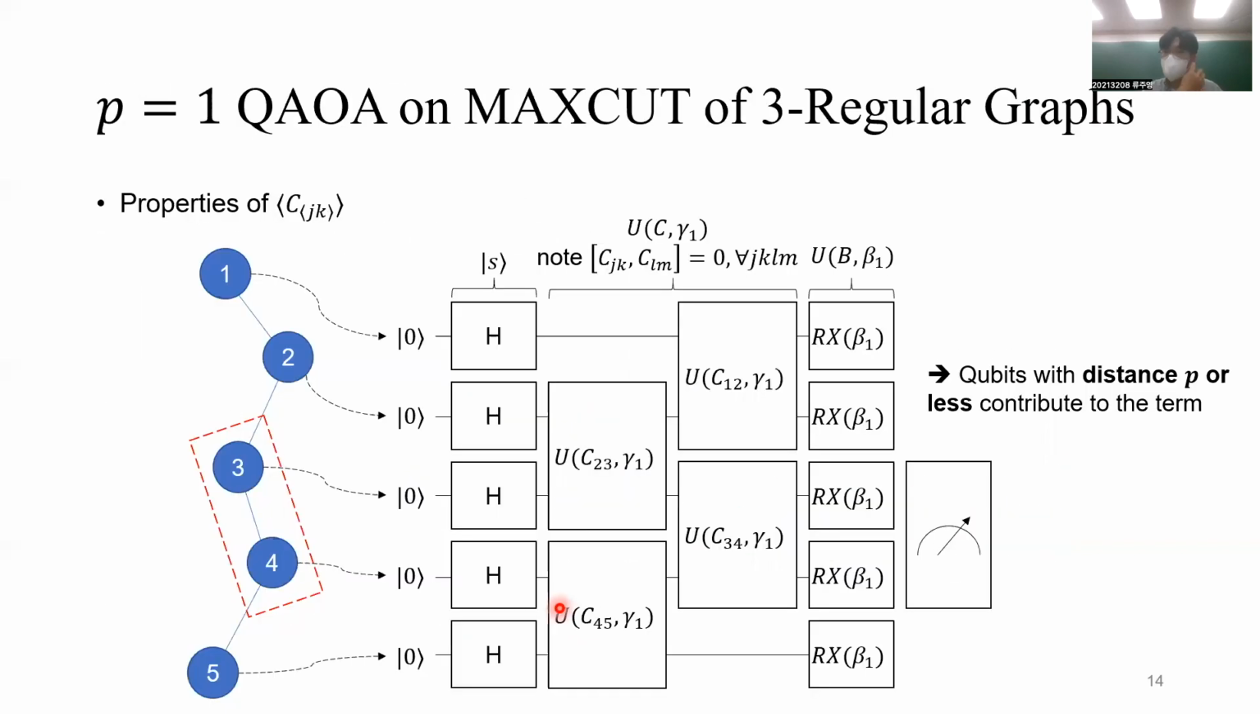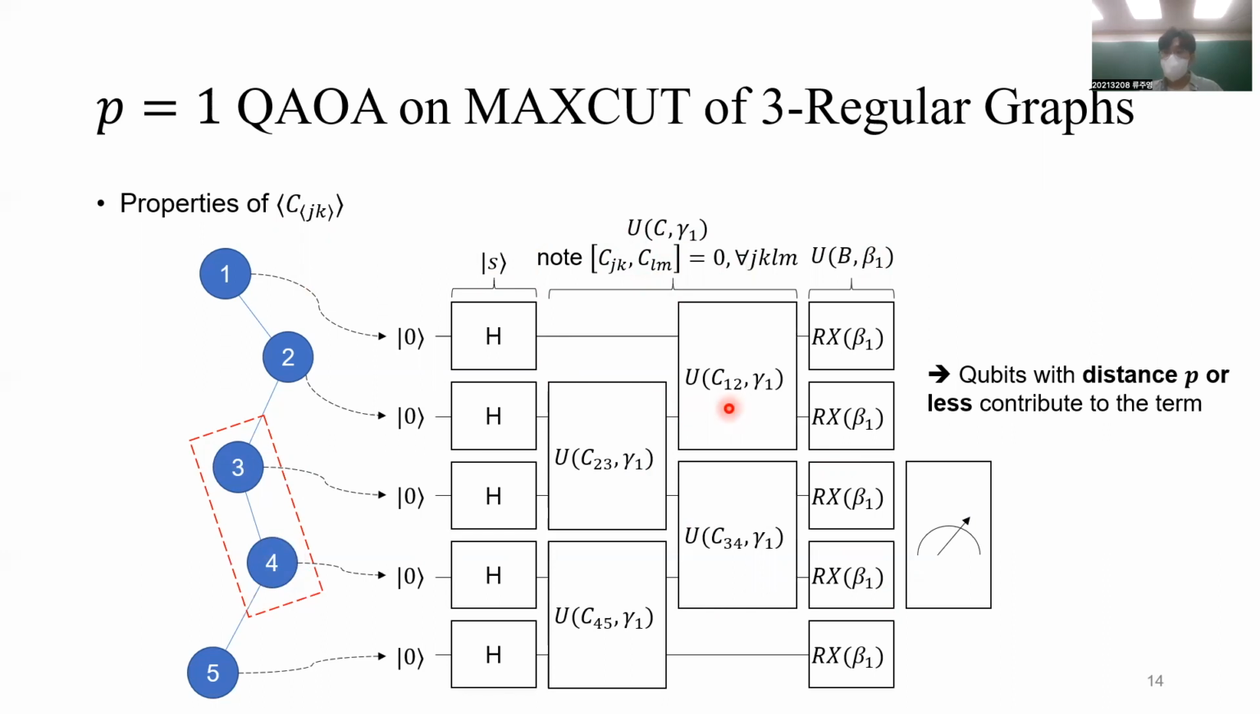If we write down this QAOA algorithm in a circuit format, you can see that it goes in this form. We prepare the initial state, then we apply U_C, then we apply U_B. But we need to note that since all of the terms commute with each other, we can simply change the order like this. And let's say that we want to know the C_jk of this edge.